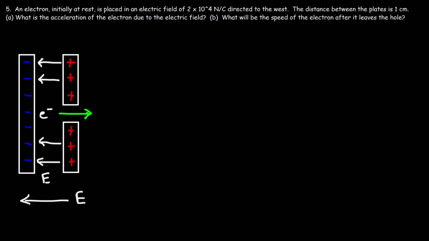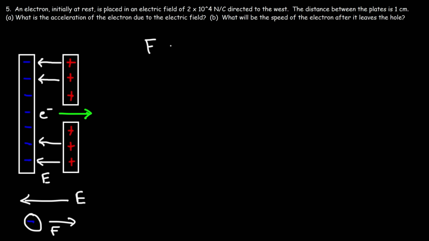Now, what effect will it have on the electron? A negatively charged particle will feel a force that will accelerate it in the opposite direction to the electric field. So the electron is going to shoot out of this between these two parallel plates. Let's calculate the acceleration.